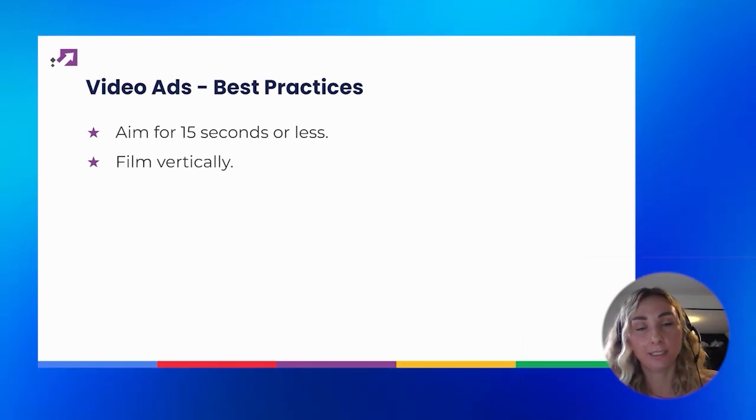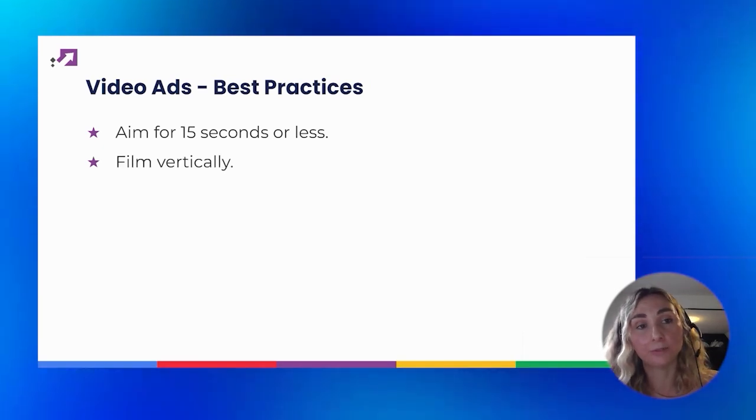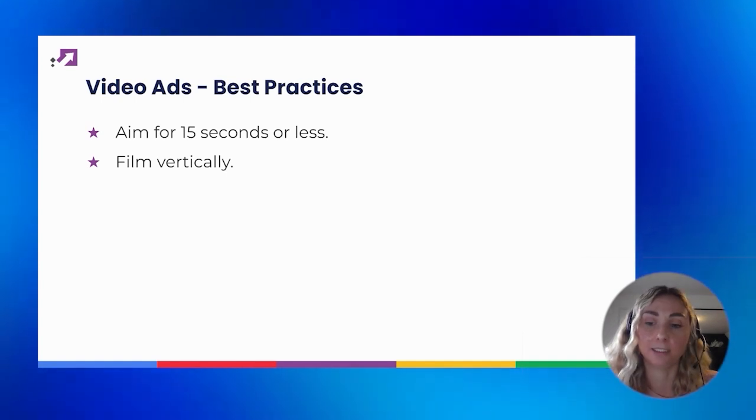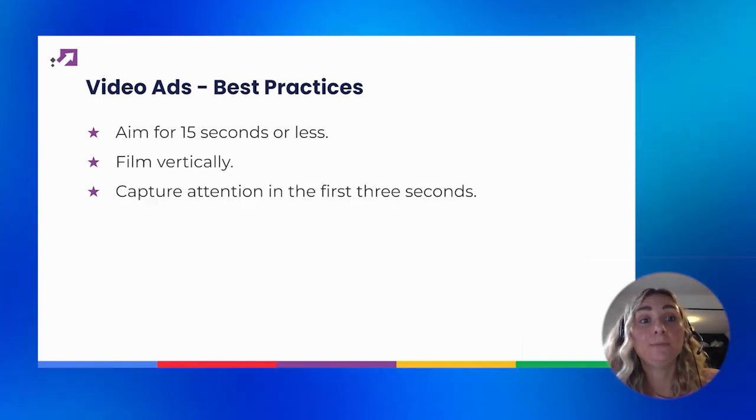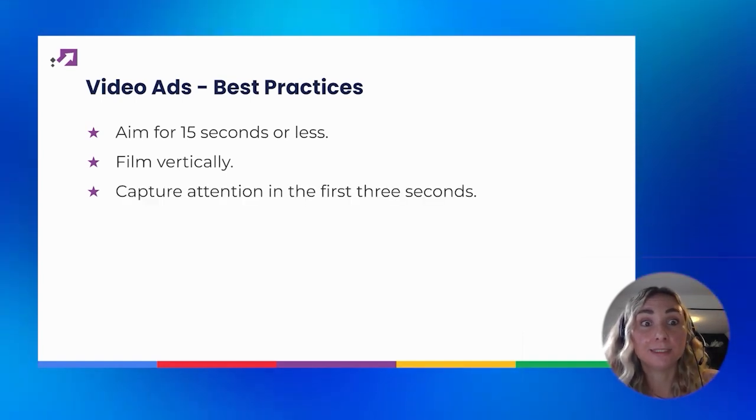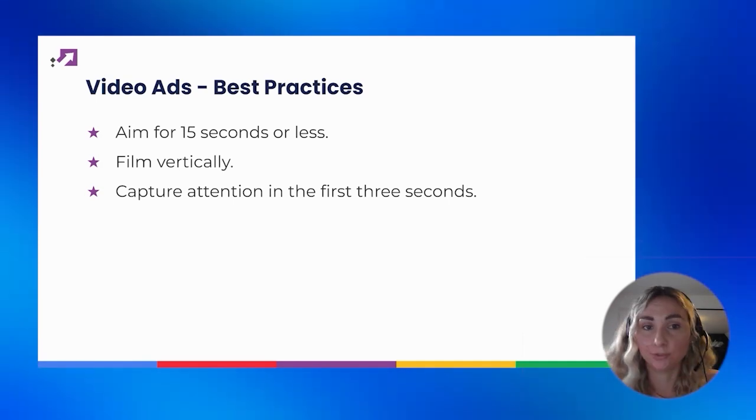Film vertically. People are viewing these ads on their phone vertically, so you want to be filming vertically. We said about 15-second ads, you want to be getting to the point and capturing attention in the first 3 seconds, otherwise they're going to keep on scrolling.